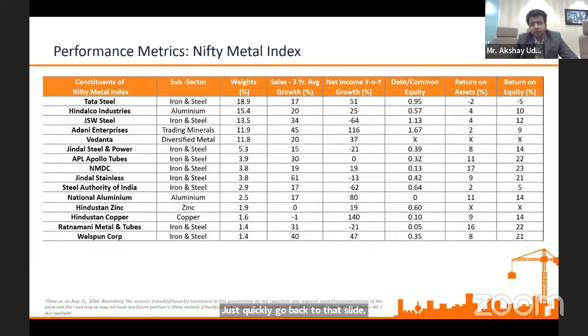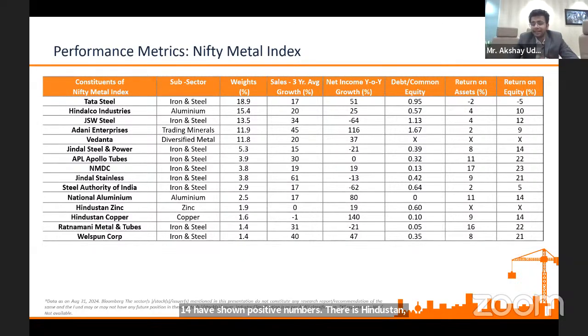Okay. So the performance metrics slide. In terms of the metal sector, we have highlighted the key performance ratios that an investor should see while investing in this sector. The first two ratios are pretty straightforward. We have shown 3 years average sales growth and net income growth. In terms of sales growth, out of the 15 players, 14 have shown positive numbers. There is Hindustan Copper, which has shown a negative sales number.